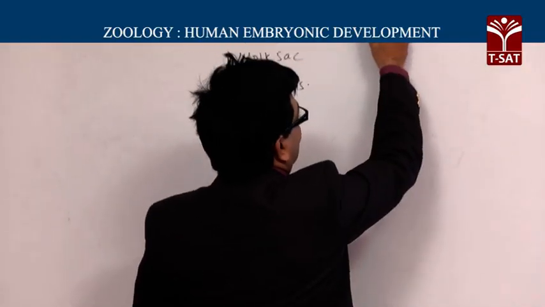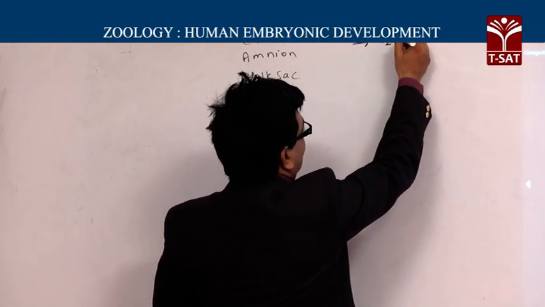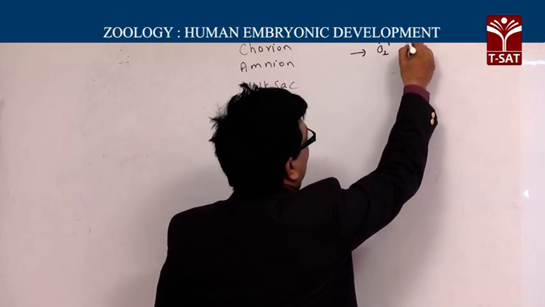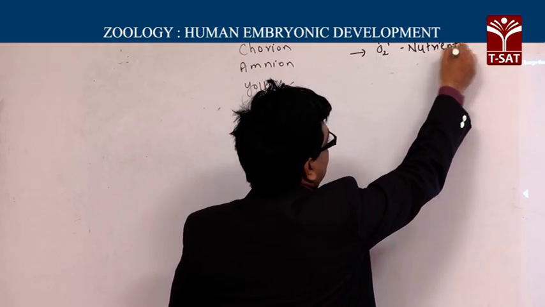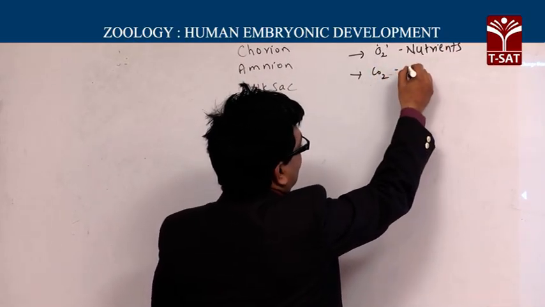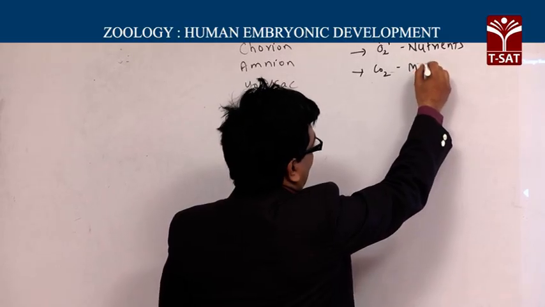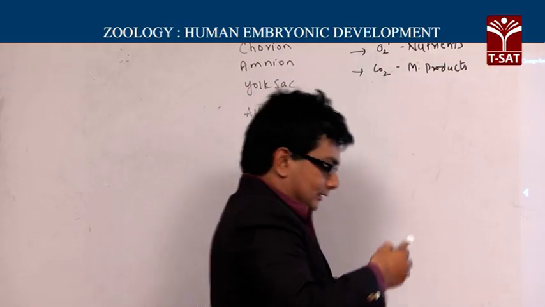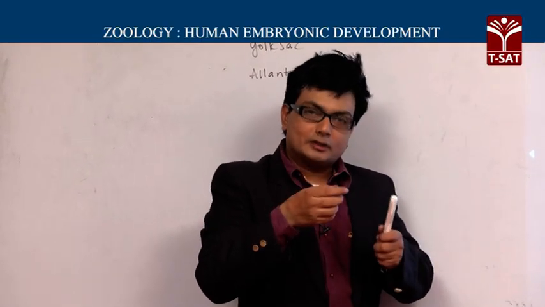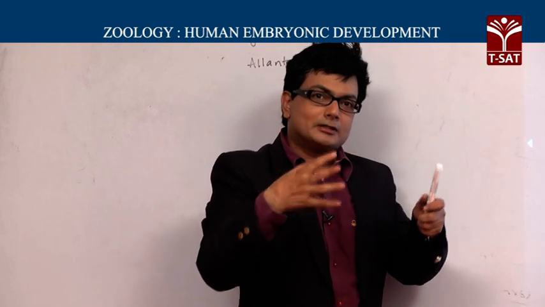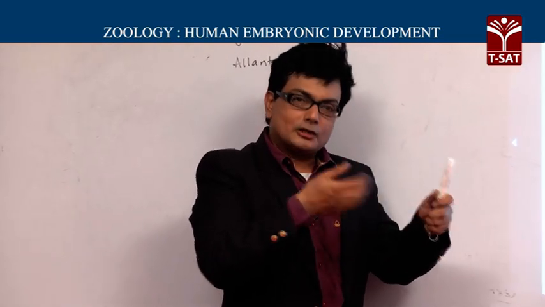Let us now study the functions of the placenta. The placenta has several functions, and a few of them are providing the oxygen required to the growing embryo and also the nutrients. It will take away the carbon dioxide and the metabolic products. So we can say that the placenta is a region where there is exchange of material between the maternal circulation and the fetal circulation.